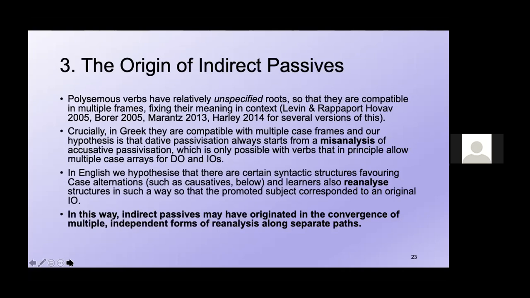And likewise, in English, we hypothesize that certain syntactic structures favoring case alternations favor this sort of reanalysis by learners in such a way that the promoted subject comes to be seen as corresponding to an original indirect object. So in this way, indirect passives may originate in the convergence of multiple independent forms of reanalysis along separate paths. But if this sort of reanalysis only took place for one or two verbs, it might affect only those verbs, but eventually it has the potential to reach a point where it is seen as a productive construction for the language in general.